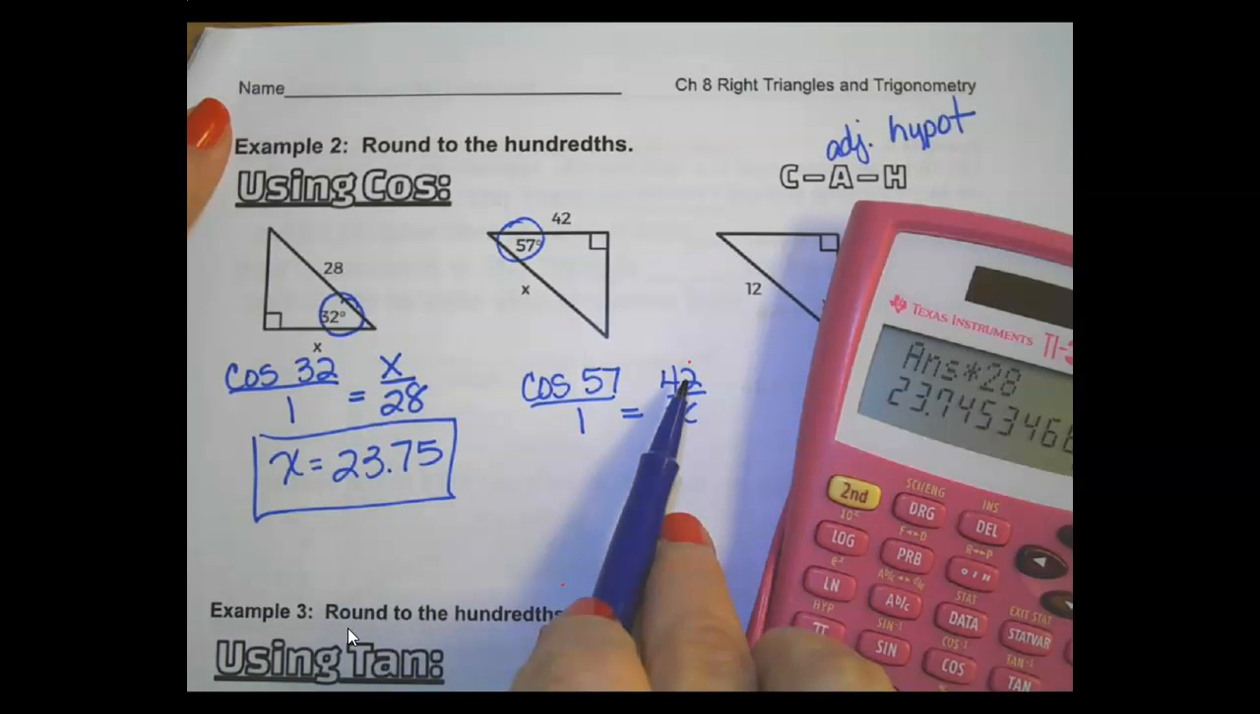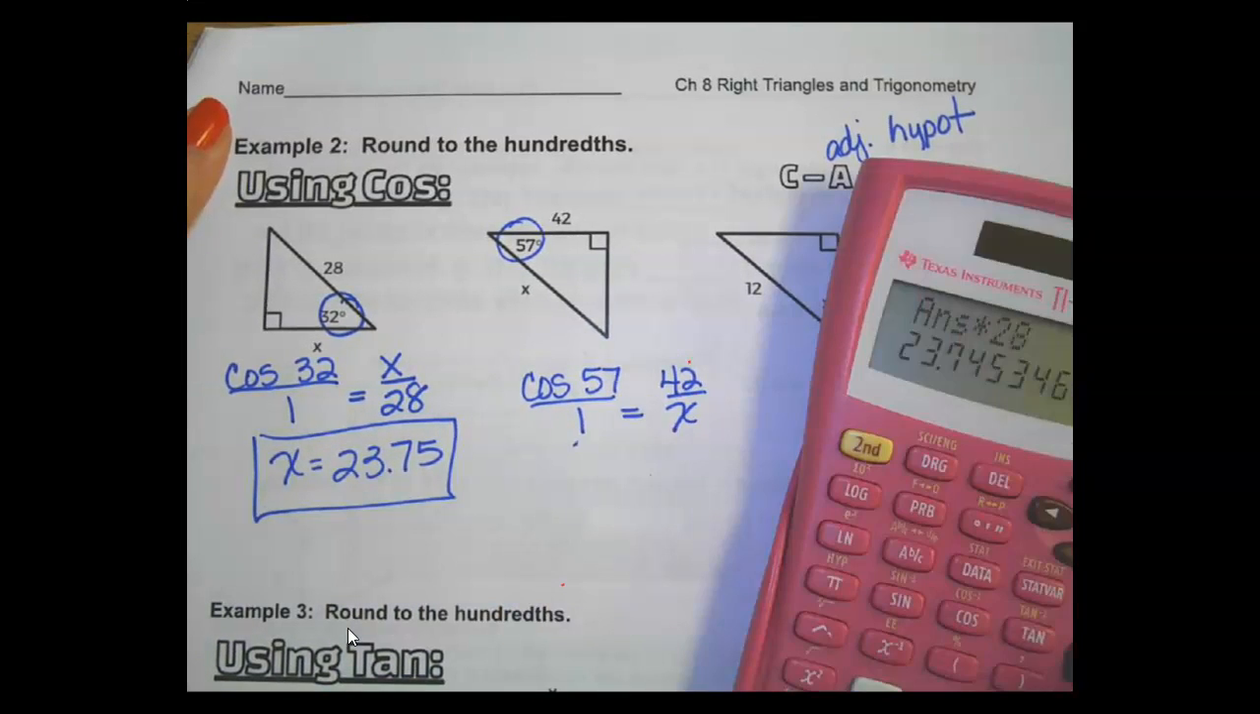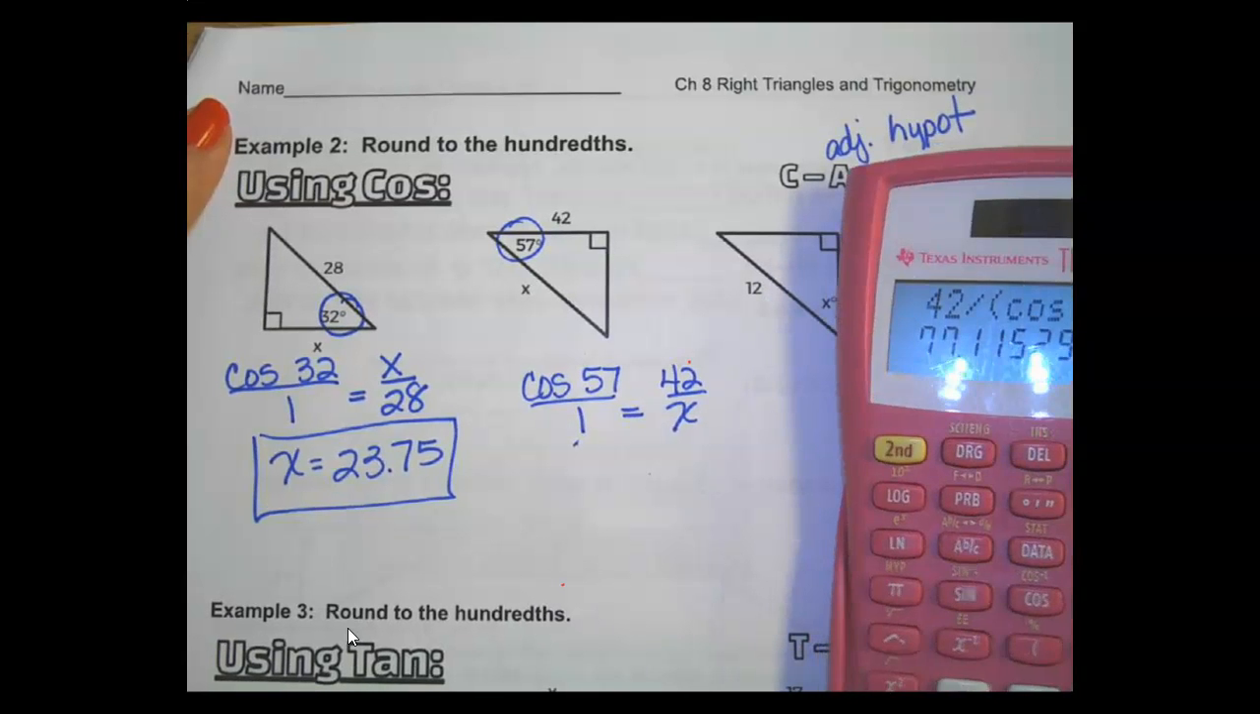So 42 times 1, I'm just going to do it in my calculator, is 42 divided by, again, I'm going to put that in parentheses, cosine of 57, 77.12.